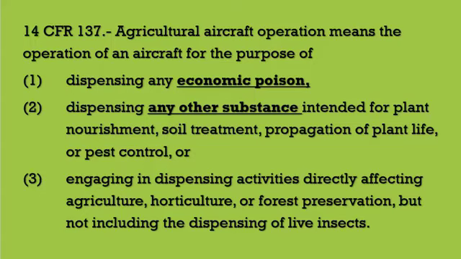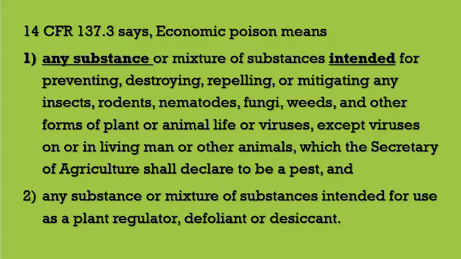Now, what is economic poisons? Economic poisons is defined as any substance or mixture of substances intended for preventing, destroying, repelling, or mitigating any insects, rodents, nematodes, fungi, weeds, and other forms of plant or animal life, or viruses, except for viruses on or in living man or other animals, which the Secretary of Agriculture shall declare to be a pest, and any substance or mixture of substances intended for use as a plant regulator, defoliant, or desiccant.